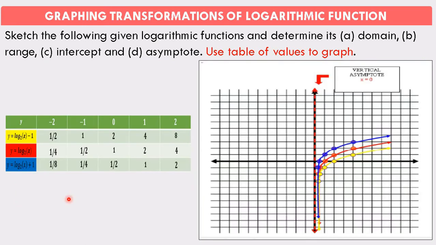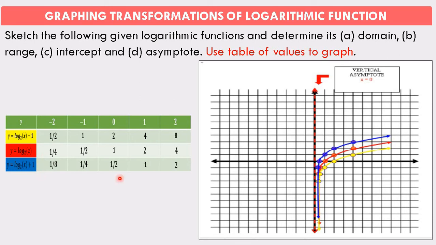Okay, then let's graph them. So we can see that in the graph, we only have one vertical asymptote, but the graph moves up and down. Okay, so that is based on the k value. So for example, in the yellow one, in the first function, we have the k value of -1, while in the third function, we have the k value of +1, and the second is 0.